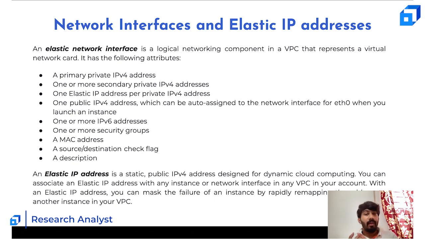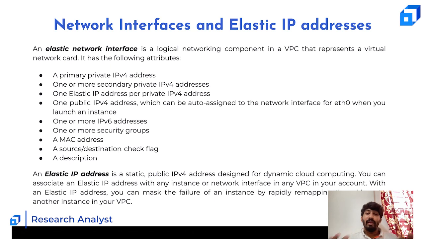There would be a primary private IP address. There would be one or more private IP addresses if we want. There would be one elastic IP address associated to it, a private address. Then there would be one public IPv4 address. If we enable this, there is an option called auto-assign public IP. If that is enabled, it will automatically launch an instance and provide it a public IP address. If it is not given, then it will only have the first three, that is the private IP addresses.